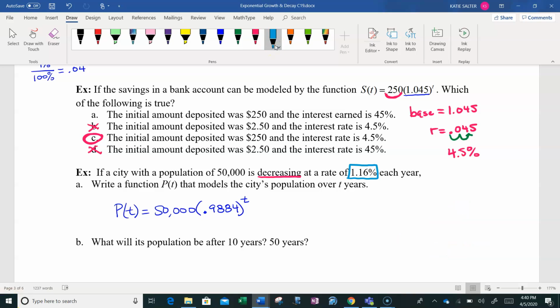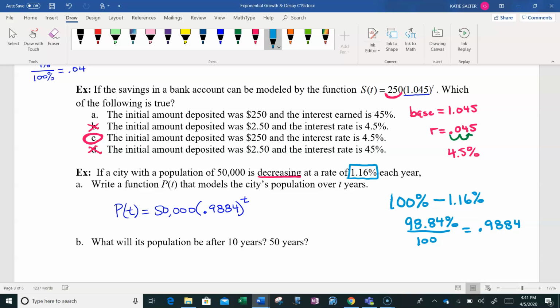Another way you can look at it is you can do it all in terms of percent to start out with. So you can say, okay, remember in the beginning, you initially have 100% of what we're working with. So we have 100%, and then we're going to lose 1.16%. So you could type that in your calculator, which would give you 98.84%.